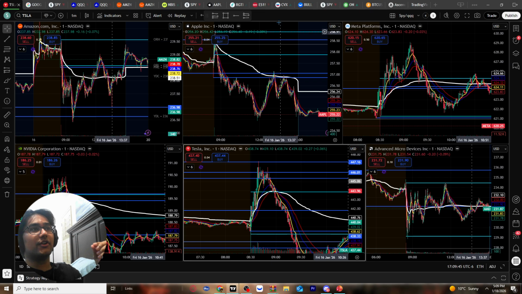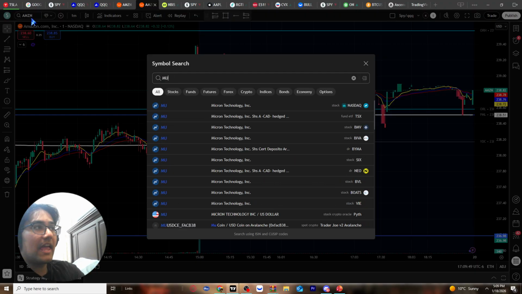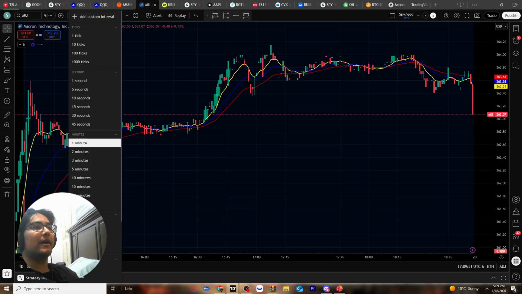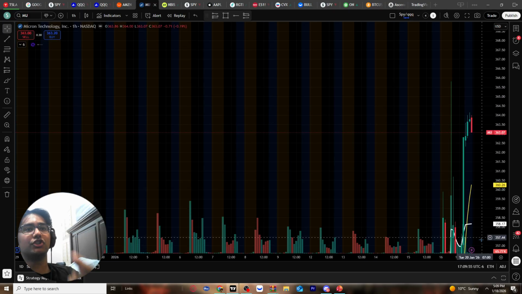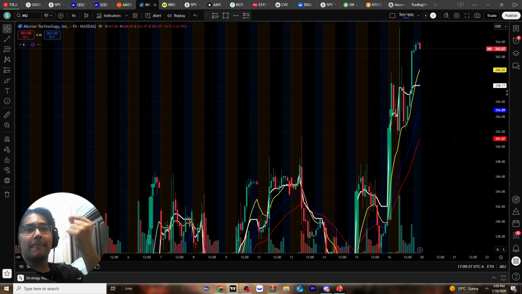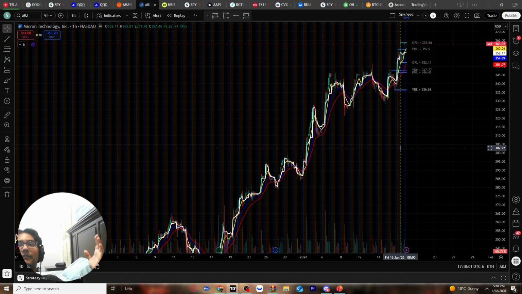As another example, I will be showing you another name. We'll be talking about MU. I'll show you the higher time frame, and I want you to tell me, is this bullish or bearish? Maybe comment down below. If you get this wrong, then I don't know what to say. What does this look like to you? Bullish. This is bullish market structure.